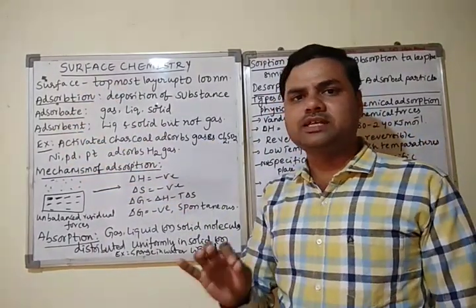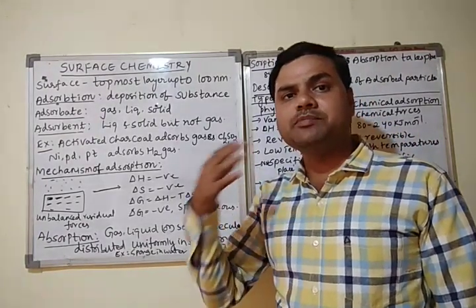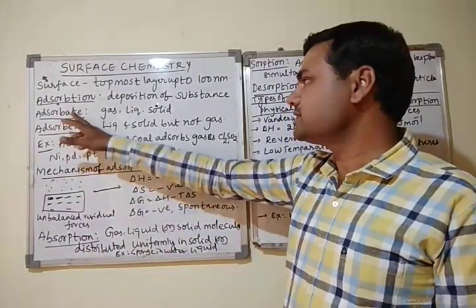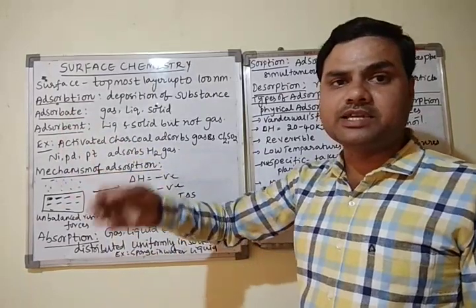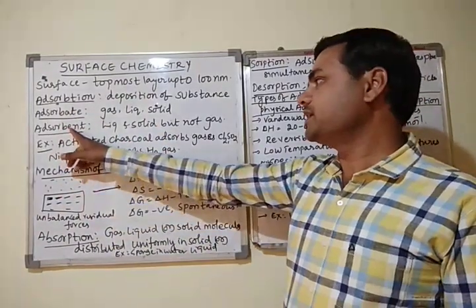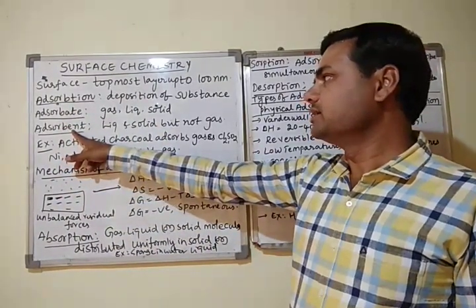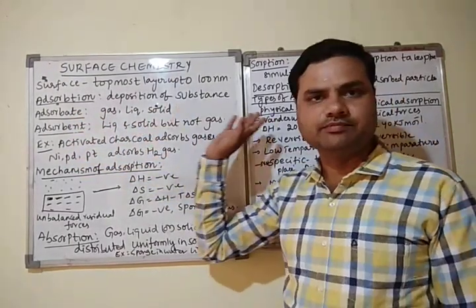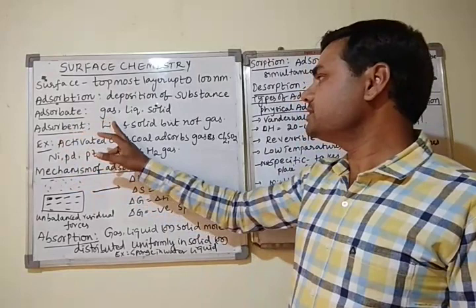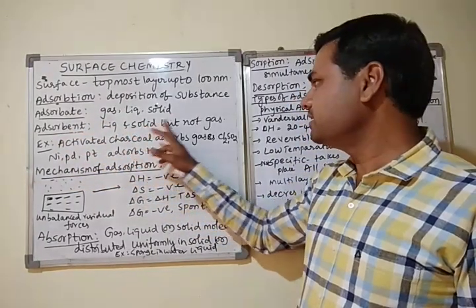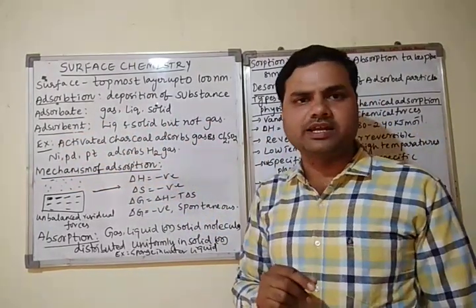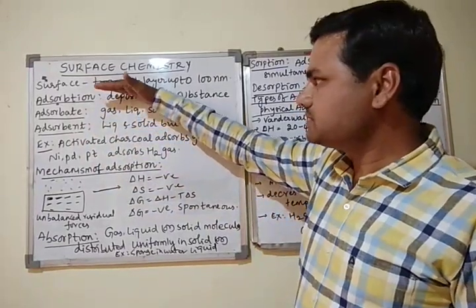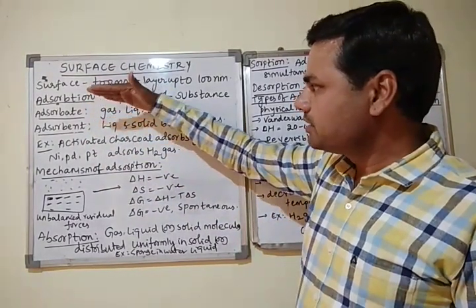Once again I am repeating the definitions. Adsorbate means the substance which is adsorbing on any other substance. The substance on which adsorption is taking place is called the adsorbent. And here the adsorbate may be in the gaseous, liquid or solid state, but the adsorbent is always in the liquid or solid state, not in the gaseous state. So these are the three definitions we have: adsorption, adsorbate, adsorbent.